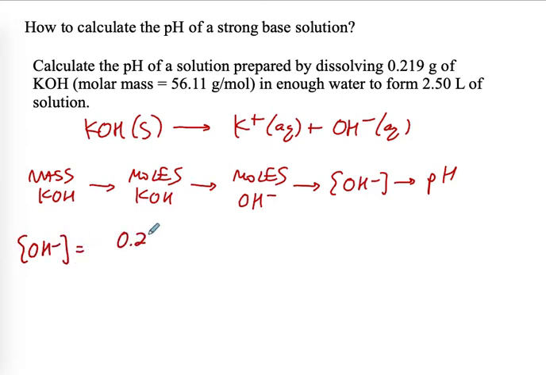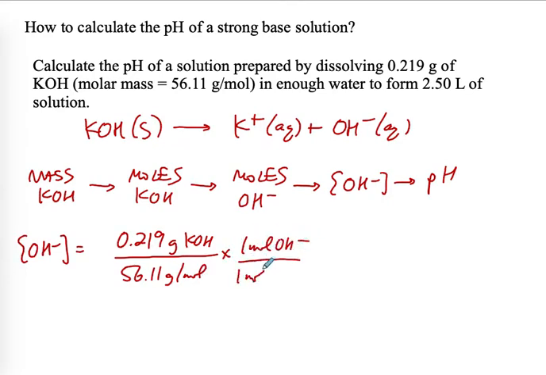So I have 0.219 grams of potassium hydroxide divided by the molar mass, 56.11 grams per mole, times 1 mole of hydroxide for every 1 mole of potassium hydroxide. And we'll divide that by the total volume of solution to give us 0.00156 molar hydroxide ion.